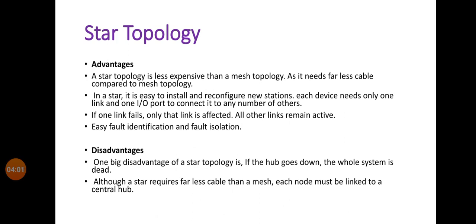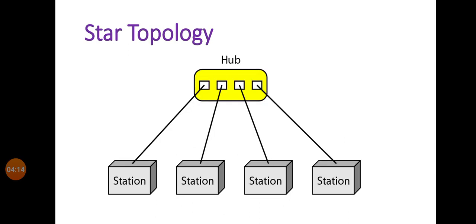The next advantage is that in a star topology, it is easy to install and reconfigure new stations. It is easy to install new stations because whenever we want to add a new station, the only thing is to connect that new station to the hub. So indirectly it will get connected to other stations. It is not necessary to connect that new station to other stations directly. Only connect it with the hub.